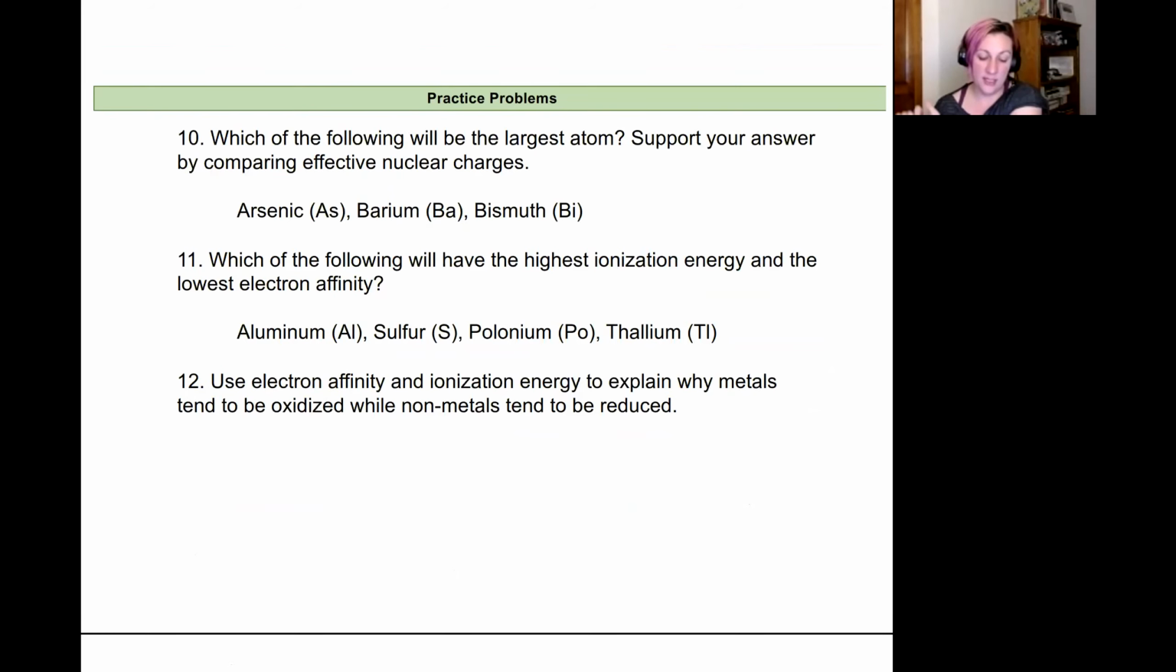Okay, number 10, which of the following will be the largest atom? Support your answer by comparing effective nuclear charges. All right, so we are looking at arsenic, barium, and bismuth. I can take my periodic trend in general. Remember, we'll see that our size increases as we go down and to the left on our periodic table. Just from that alone, I would predict that barium would have a larger size, or sorry, maybe it's bismuth. I don't have a periodic table in front of me.